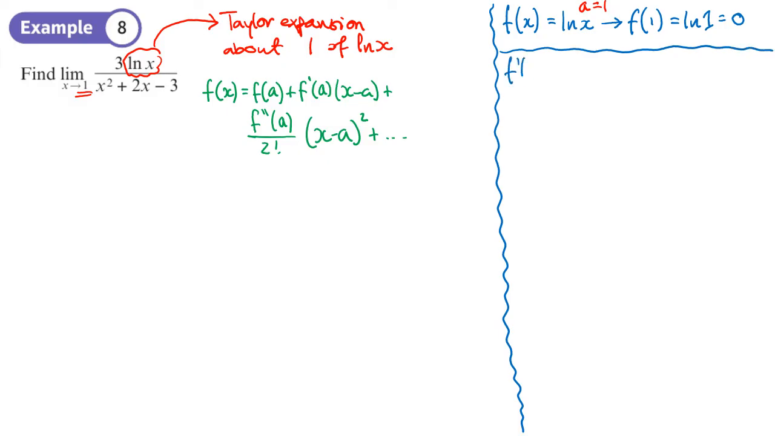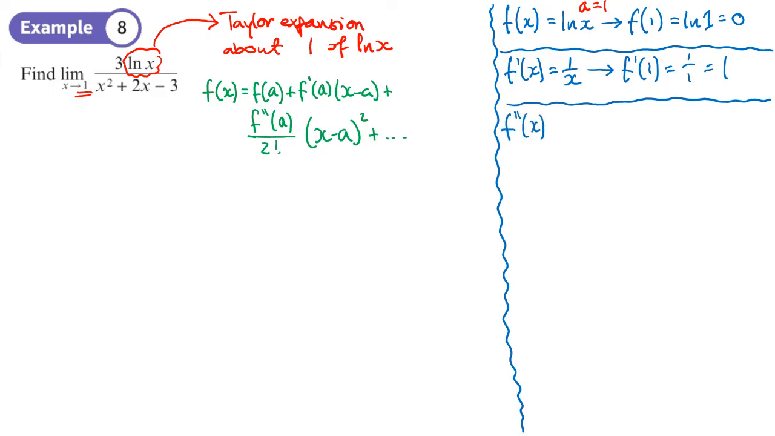Let's differentiate log. We should know what log differentiated is. That's 1 over x. So we want f dash of 1, which is just 1 over 1, which is 1. Let's differentiate 1 over x, which is the same as x to the minus 1. So that becomes minus x to the minus 2. So f double dash of 1 will just become minus 1.